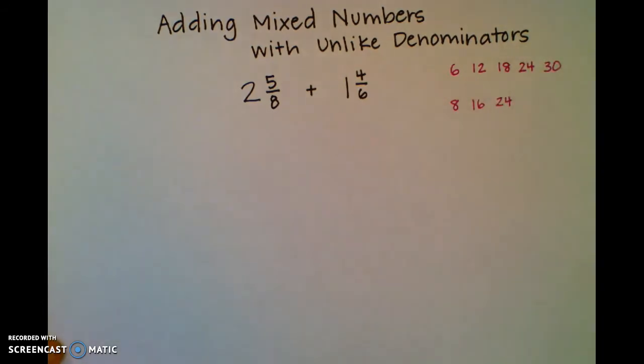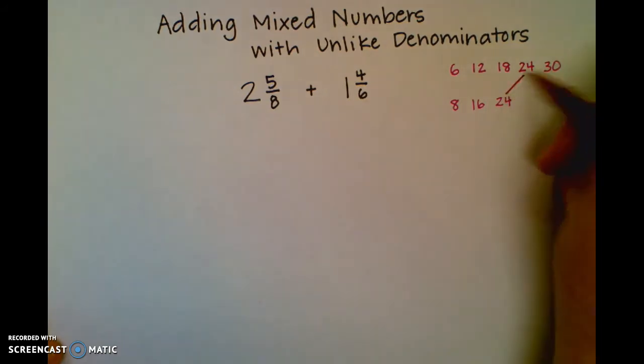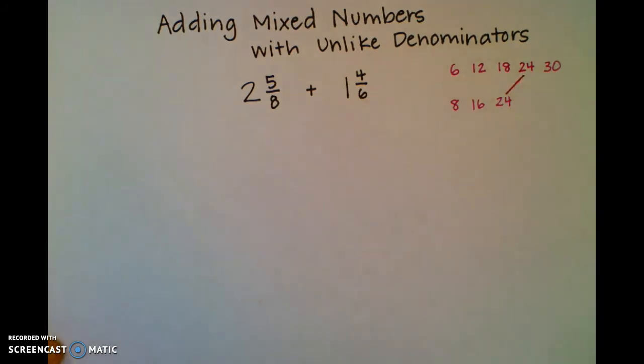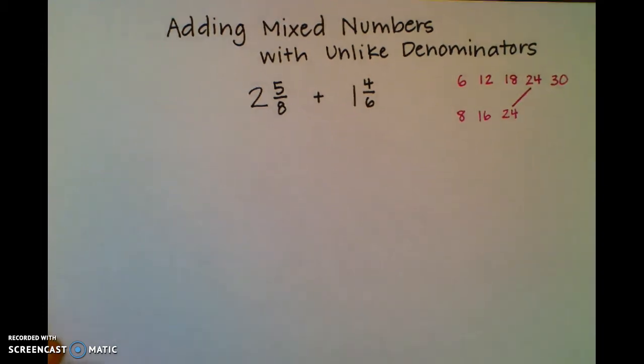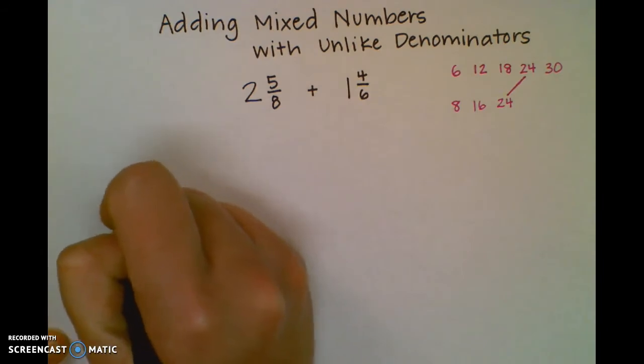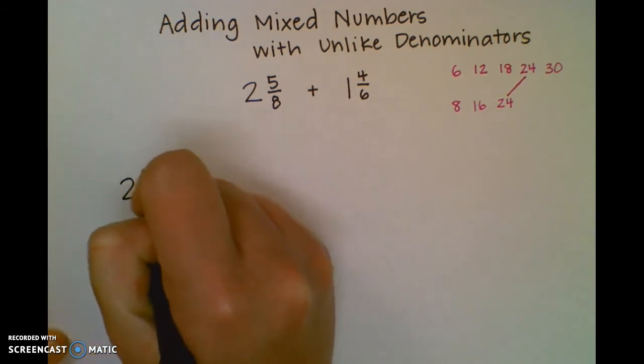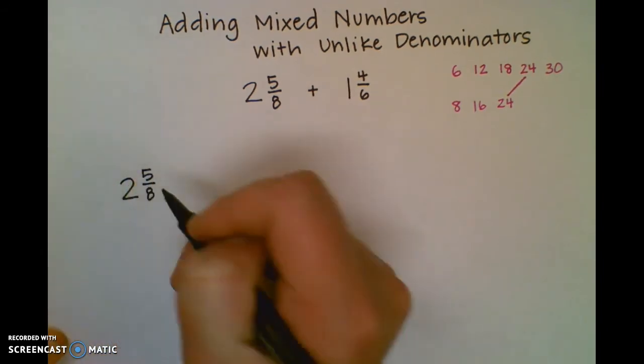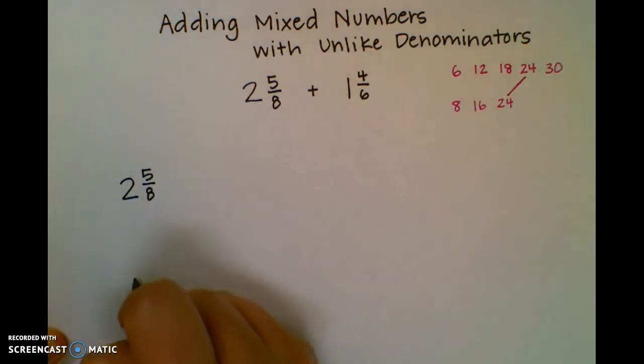Oh, I don't even need to go any farther, do I? Because I see one that they both have in common. And that's the first one that I came to, so I'm going to go ahead and use that. Okay, because that's the lowest one, which usually when I choose the lowest one, it means less simplifying that I have to do later. Okay, so let's go ahead and I'm going to rewrite this problem vertically so I have some more room. So here I have my 2 and 5/8. And then underneath of that, I've got my 1 and 4/6.